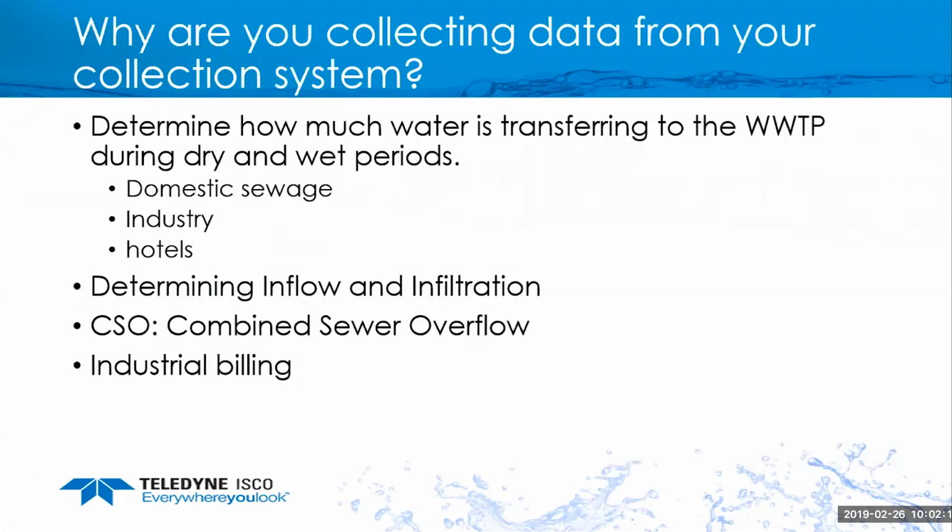So you need to ask, why are you collecting data from your collection system? You want to determine how much water is being transferred to the wastewater treatment plant during dry weather and during wet periods. And so what we're monitoring is the domestic sewage, water from industries, buildings, hotels. And what we need to do is determine the inflow and infiltration. And we're also looking at combined sewer overflows, because it's important to know when you have an overflow situation and you're sending water to the local lakes and streams. And you could also be using this for industrial billing.